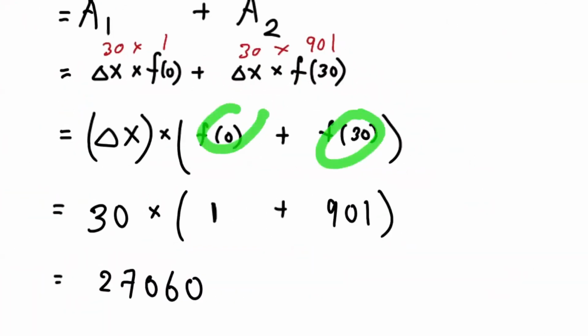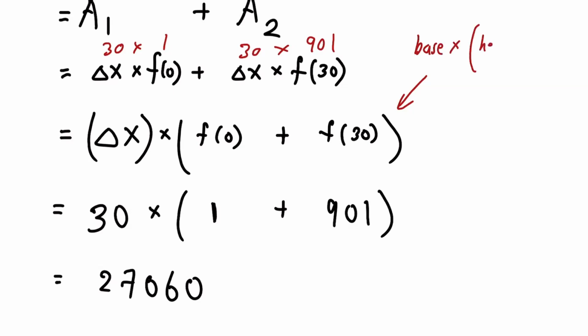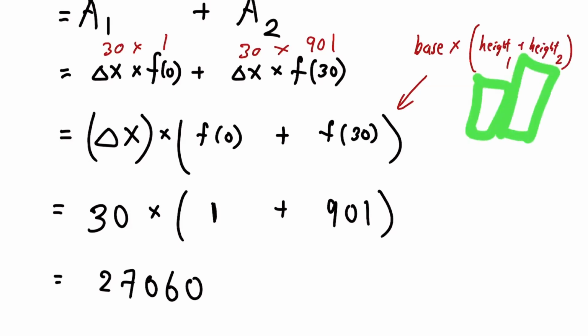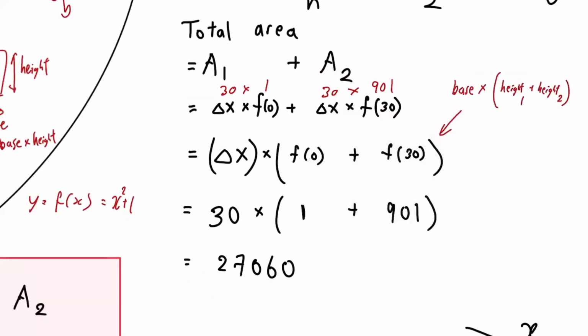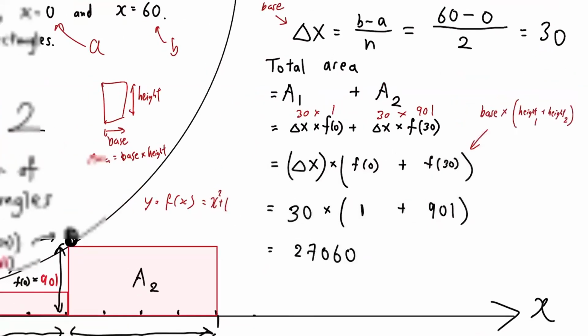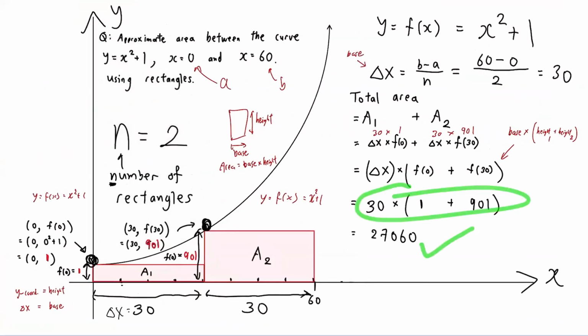So it's the sum of the heights. If I just rewrite it in English, it will be base times height 1 plus height 2. Height number 1 and height number 2 for rectangle A1 and rectangle A2. Yes? Okay, good. That's a general formula. If you can remember it like this, it's already very good. You can factor out the base, then times height plus height. That's with two rectangles. Eventually you sub in, you get 27,060.